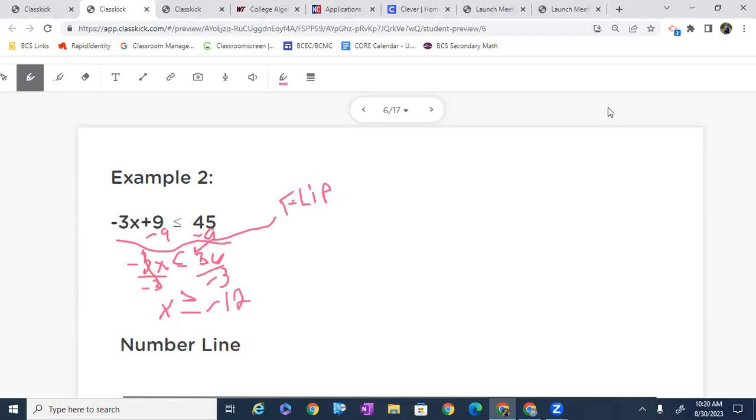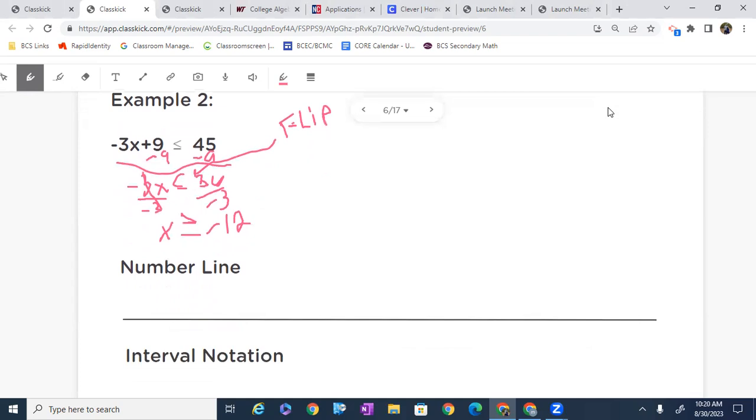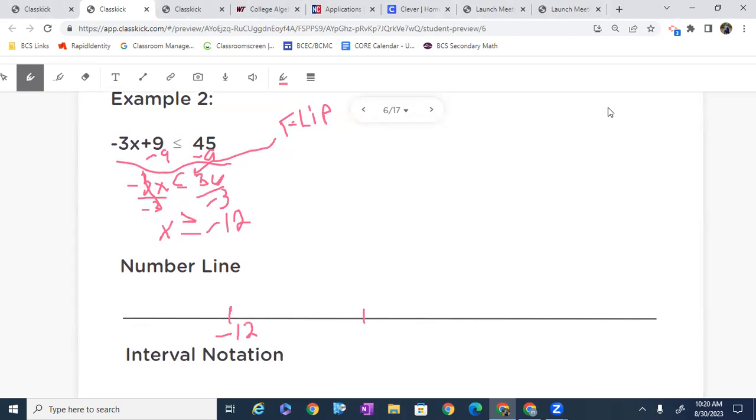Now, let's go to that number line. We've solved this as an inequality. So I'm going to go to negative 12. Maybe put a reference on there such as 0. And then I'm going to shade x is greater than or equal to negative 12. Because there's an equal to, we know that negative 12 is going to get the closed circle.